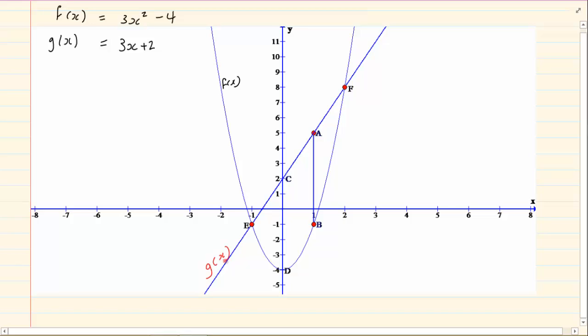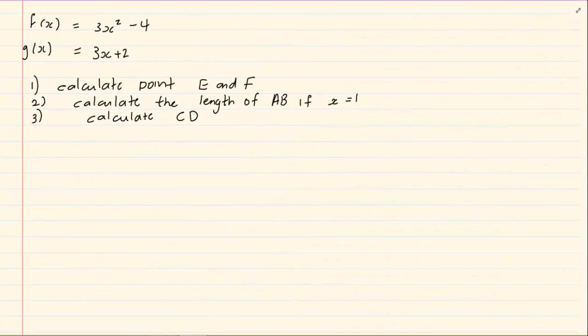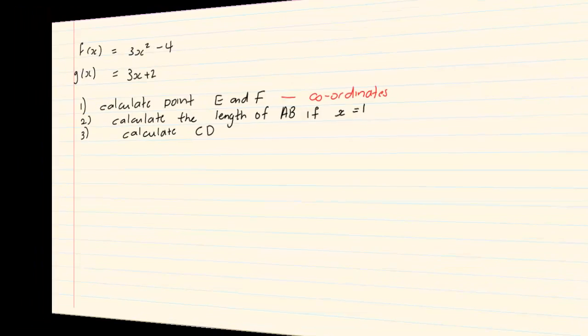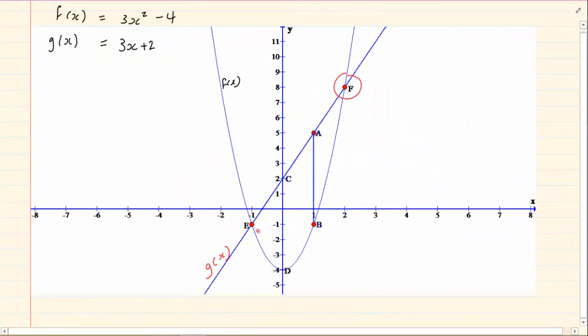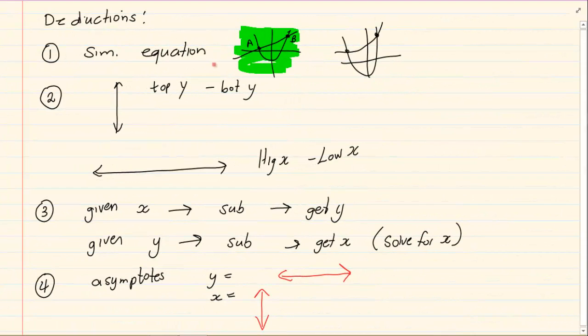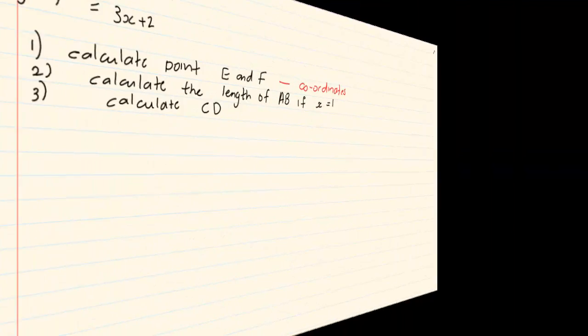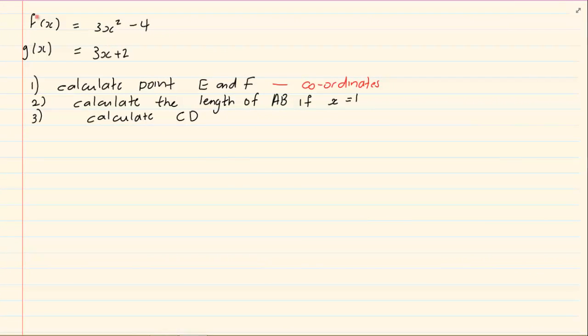Now what kind of deductions can they ask you from this graph? If they give you the equations and they tell you calculate the points of E and F, so they want us to get the coordinates of these points. What do we do? If you look, the coordinates of F and E are exactly where the two graphs cut. And when two graphs cut, what do we do? Simultaneous equations. So we're going to do simultaneous equations for f of x and g of x. What we have is y is equal to 3x squared minus 4, and then we've got y is equal to 3x plus 2.